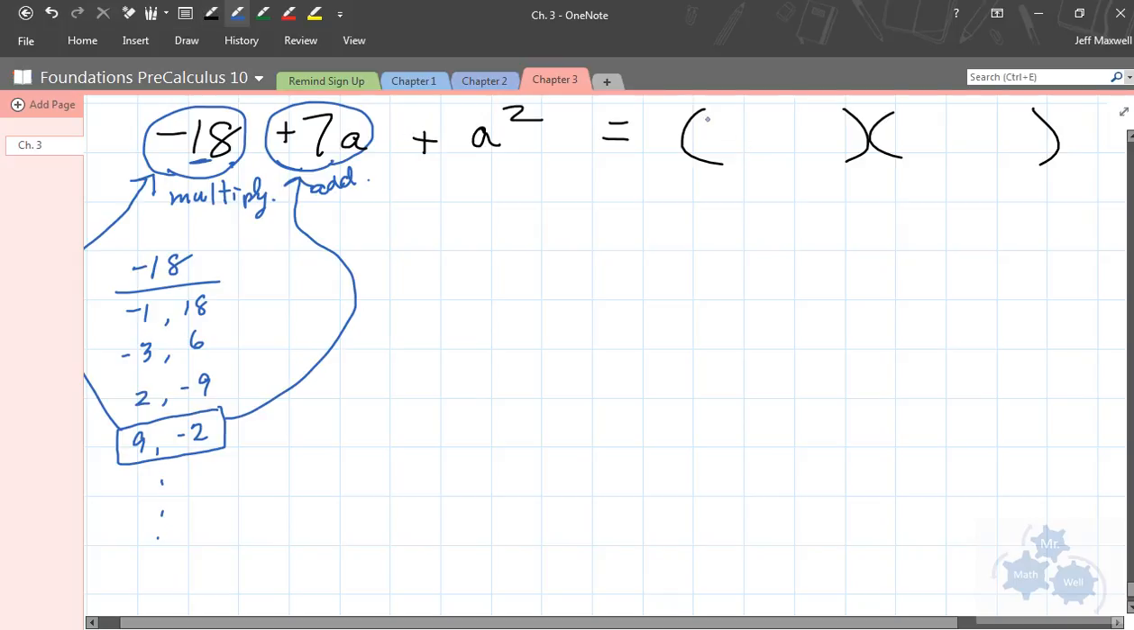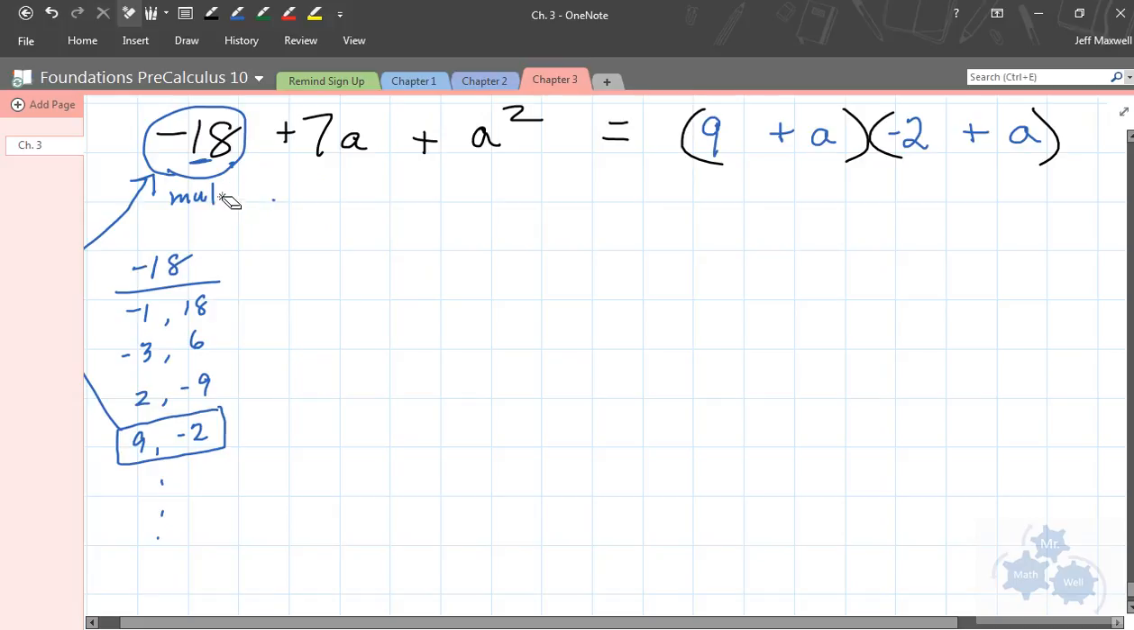So guess what? The first terms in your binomials have to be, and this is just the way that you probably should look at it, there's two different things you could do. I'll show you the first one. You can put the 9 and the negative 2 as the first terms here, just so you don't make a mistake. And then you can do positive a and positive a. That's one way you can write it. Okay? That's the one thing you can do.